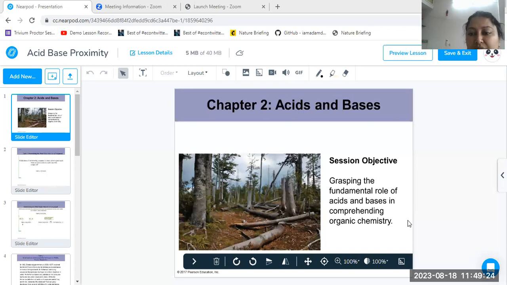Today, this is a class for sophomore organic chemistry. The session objective today is grasping the fundamental role of acids and bases in comprehending organic chemistry.